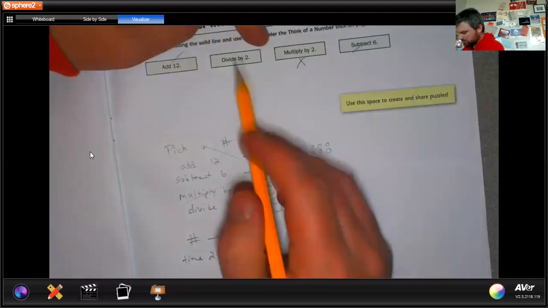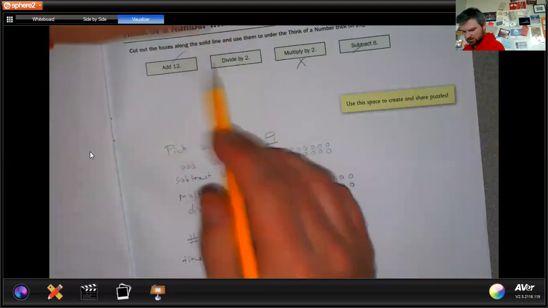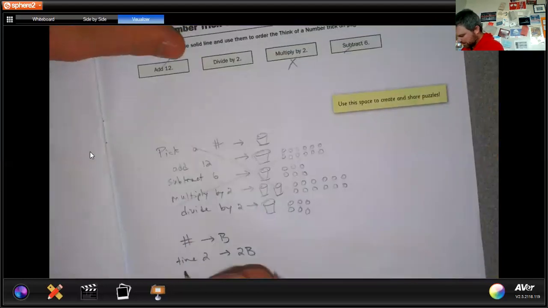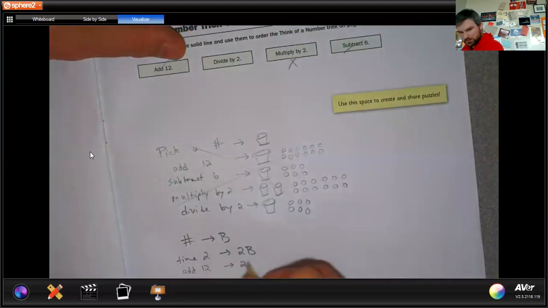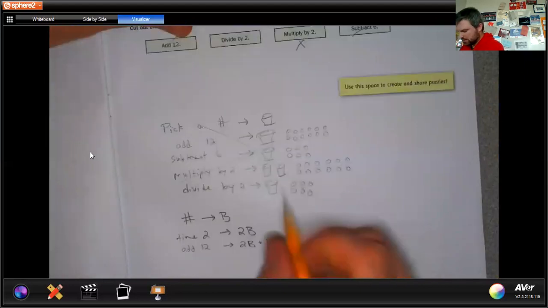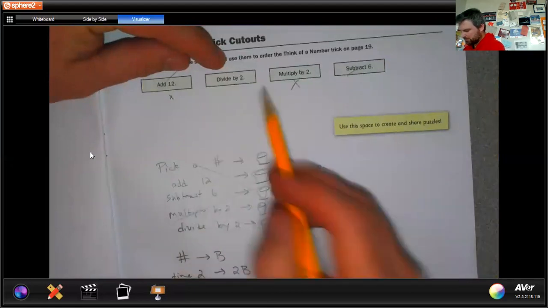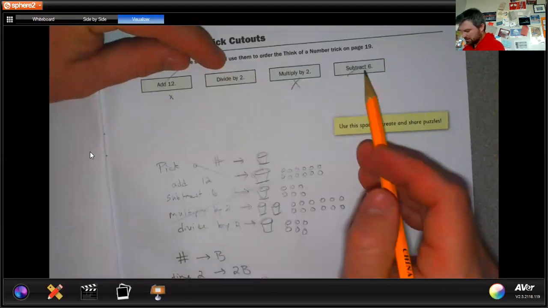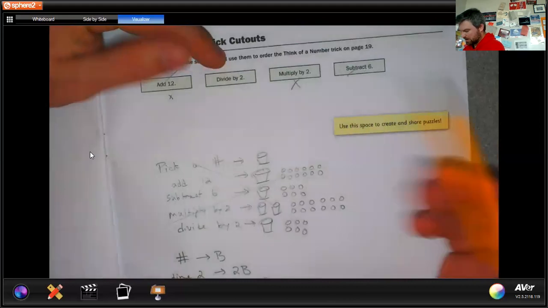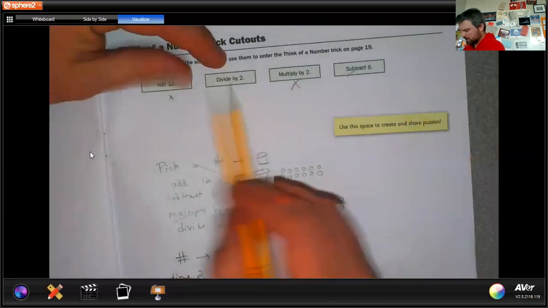I can divide by 2 or I can add 12. I'm just going to start here on the left and kind of work my way. So add 12. So then I have 2 buckets plus 12 marbles. And then this one's gone. So now I can either divide by 2 or subtract 6. Doesn't matter. I'm not sure yet. Let's just, again, go left, right.